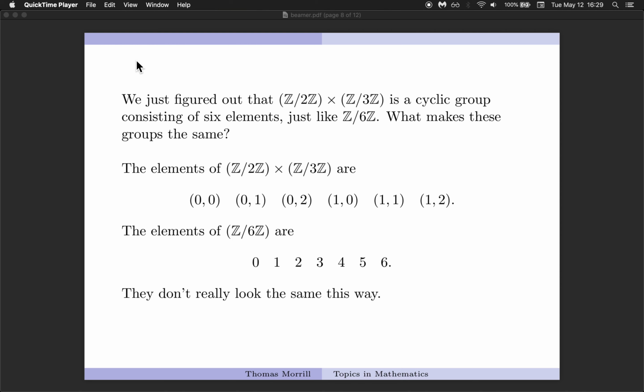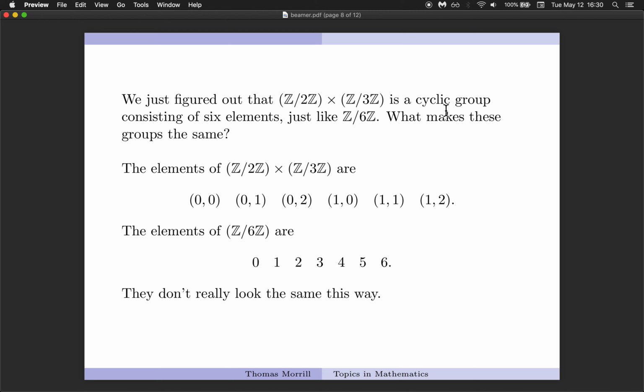Okay, so we just figured out that the product group Z mod 2 cross Z mod 3 is a cyclic group consisting of 6 elements, and we've already seen one of those in this class. It's going to be just like Z mod 6. Z mod 6 is a cyclic group consisting of 6 elements. So we saw a bit of this in my previous lecture about cyclic groups. How can we think of these two different groups as being the same as each other?